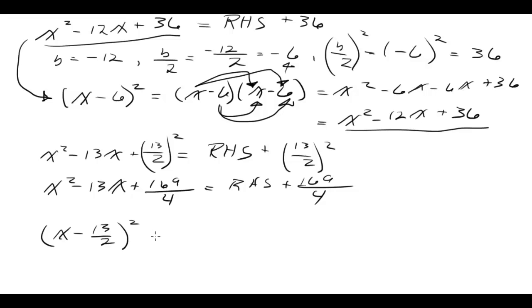That, of course, is going to equal whatever I have left on the right-hand side, plus 169 over 4. And that's completing the square. It's fairly straightforward. All right, in the next video, we're going to solve some quadratic equations using completing the square.